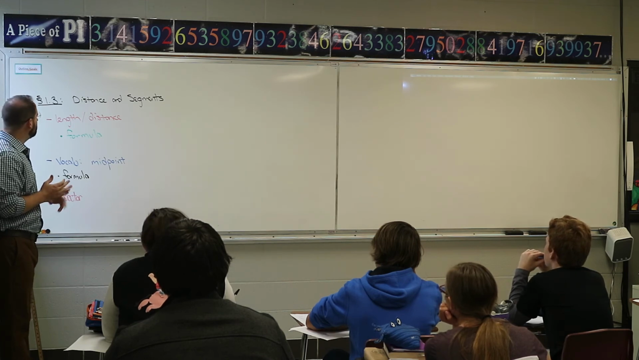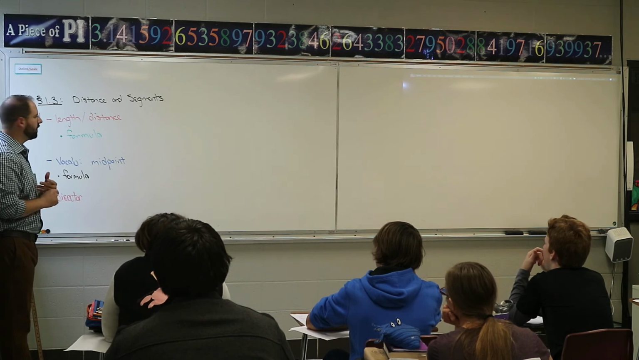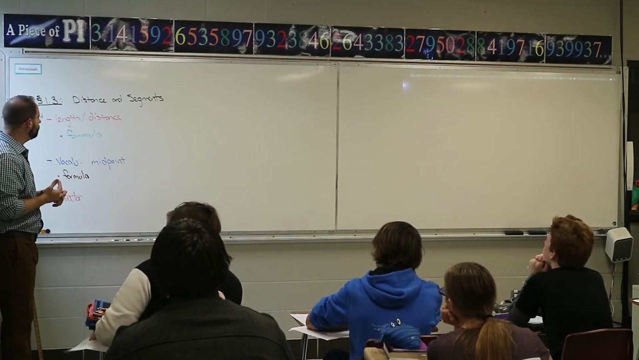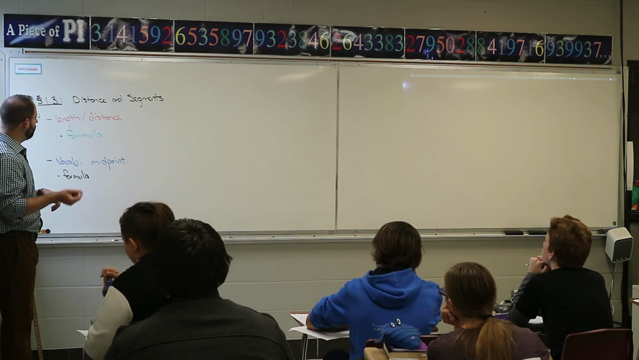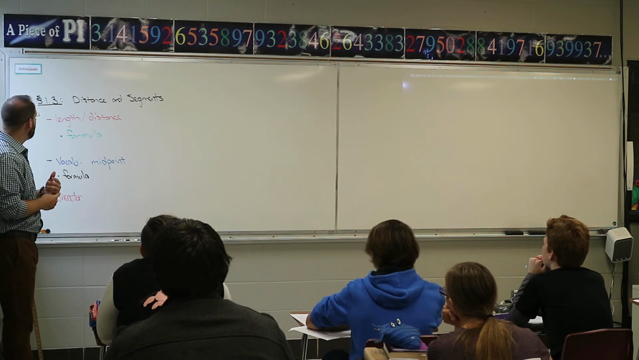We're going to be finding length, distance. We have a formula for that. We have two different formulas for distance, and I'll show you why there's two different ones. We're going to talk about midpoint. That's a vocab word. Talk about the formula to find it. And then the last word we'll get to, hopefully today, is the word bisector. All right, but let's jump right in.